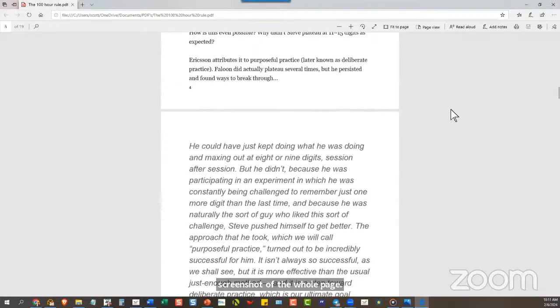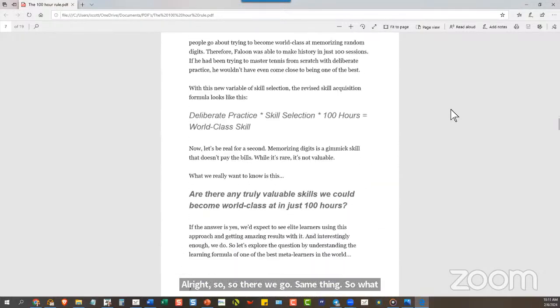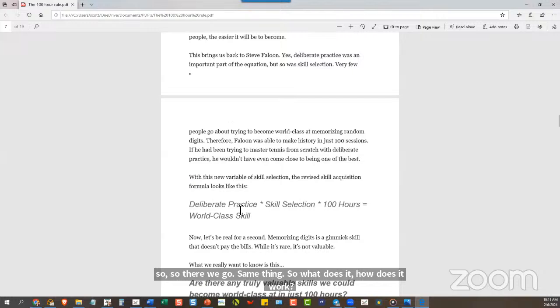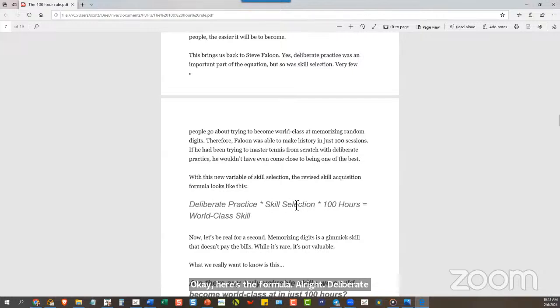All right, so what is it? How does it work? Okay, here's the formula. Deliberate practice, skill selection, times 100 hours equals world-class skill. Now, the market does two things every day. It pulls back and it does flags. The number one thing is to start with flags. They're very slow to develop and they're very calm.